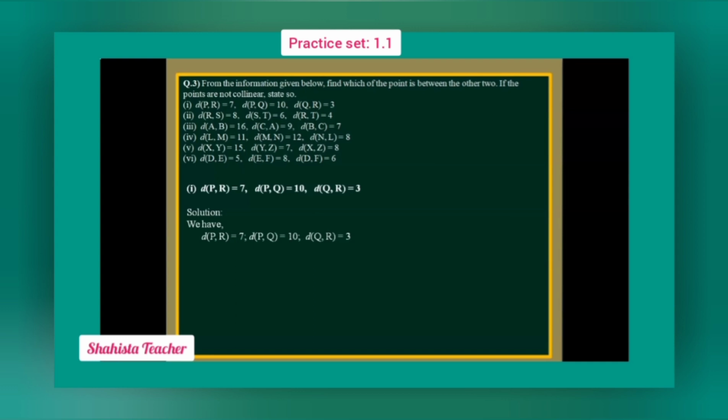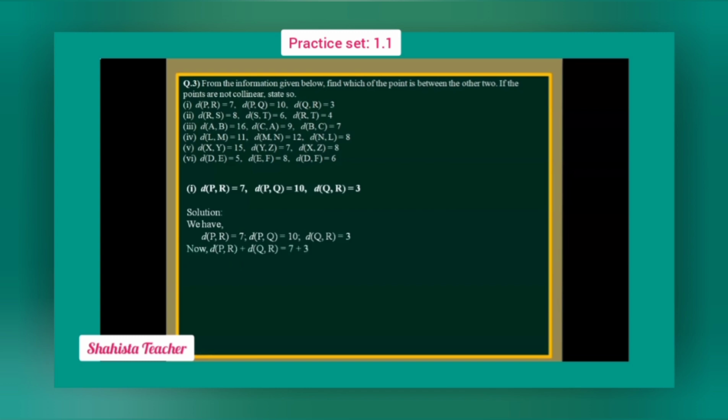Now what we have to do is add the two lines. What I told you before, that betweenness means AB plus BC is equal to AC. Similarly, here also PR is a smaller number, so PR will be added with QR. So PR plus QR is equal to PQ. Check whether it is equal or not.